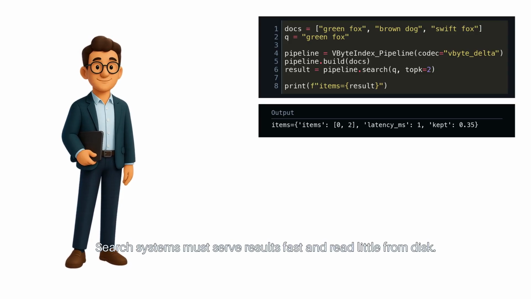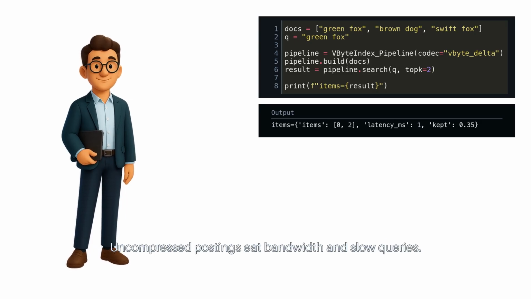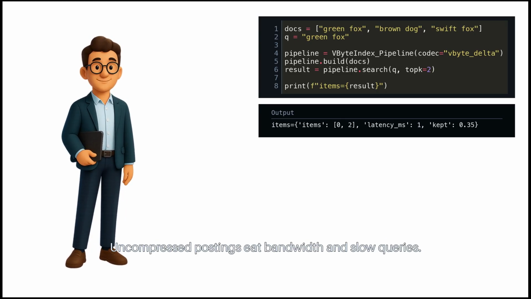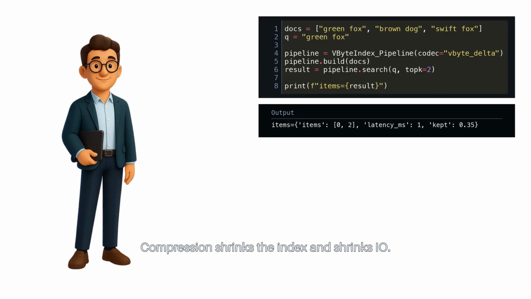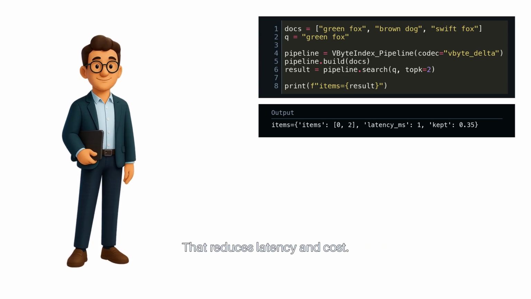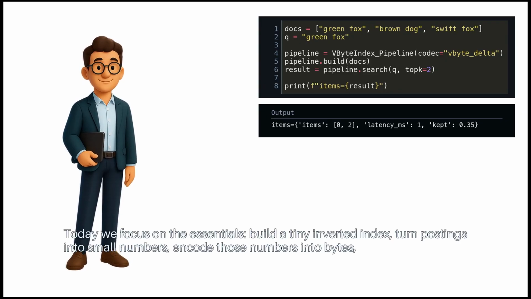Search systems must serve results fast and read little from disk. Uncompressed postings eat bandwidth and slow queries. Compression shrinks the index and shrinks I/O. That reduces latency and cost. Today, we focus on the essentials.